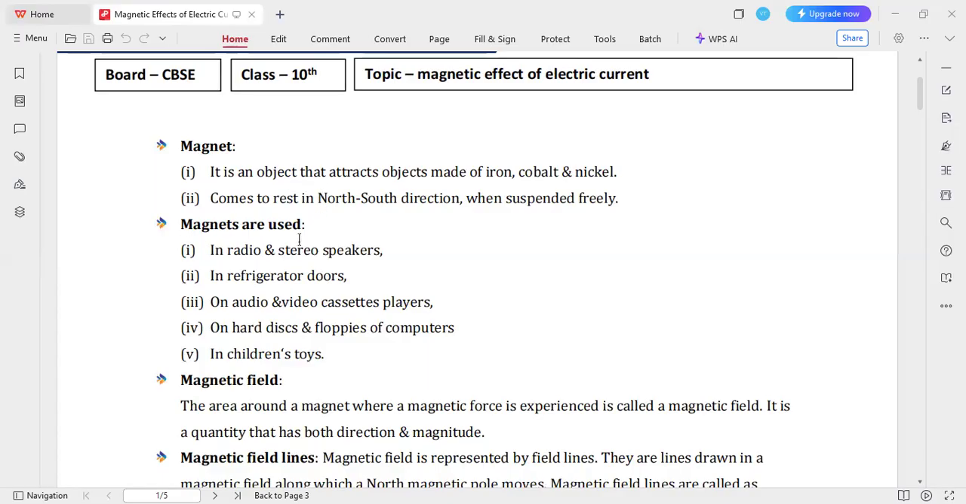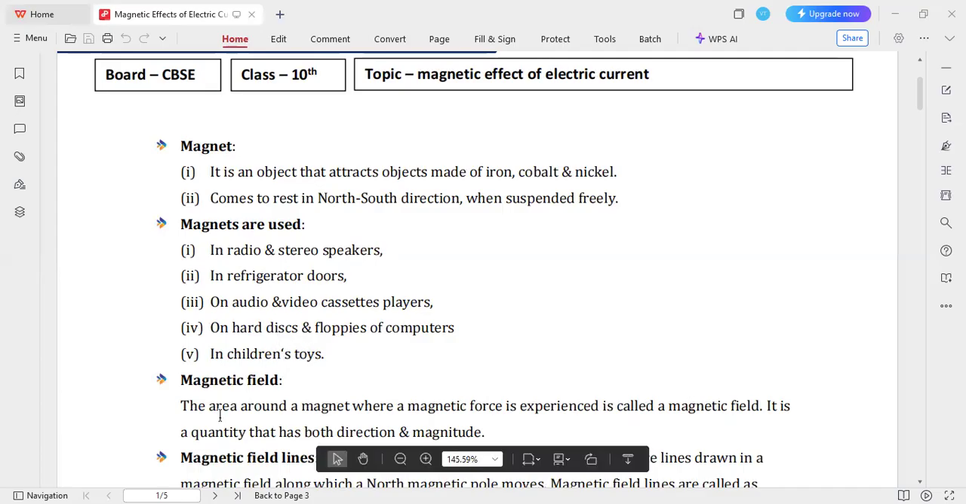Okay, where we are using magnets children, let's see. Magnets are used in radio and stereo speakers, in refrigerator doors, on audio and video cassette players, on hard disks and floppies of computers, and in children's toys. So these are the main applications of magnets.